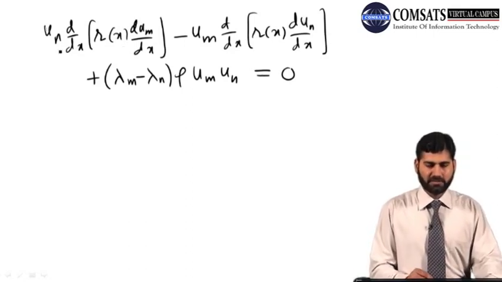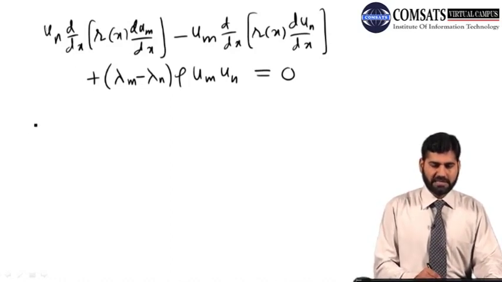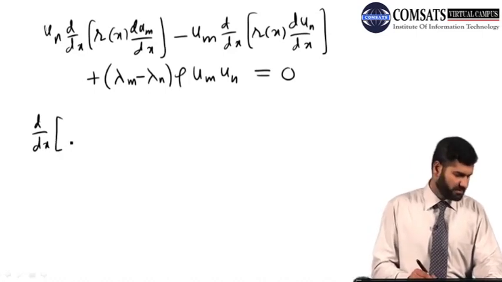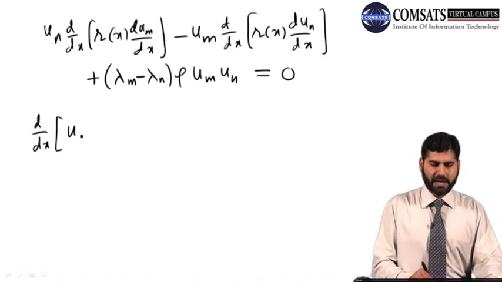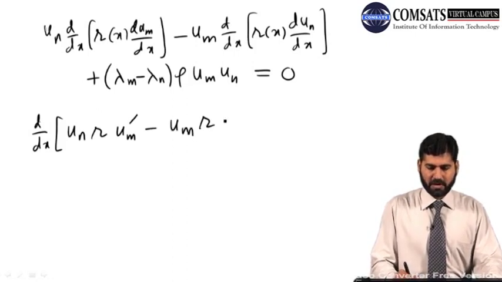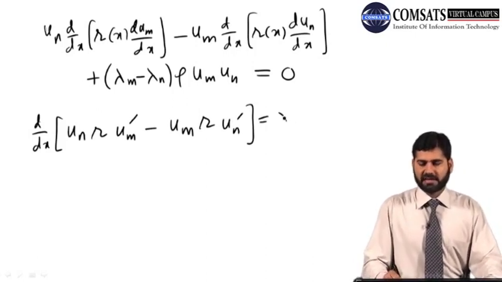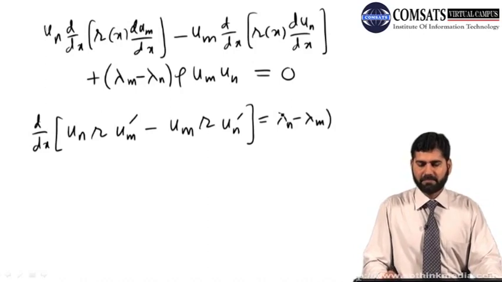Here you see the derivative of this thing, un as it is, minus the derivative of this as it is. So it's kind of product rule. You can write this as d by dx of R(x) un um prime minus R(x) um un prime. This is what you will get, equal to, I am sending this to the right hand side, lambda n minus lambda m rho um un.